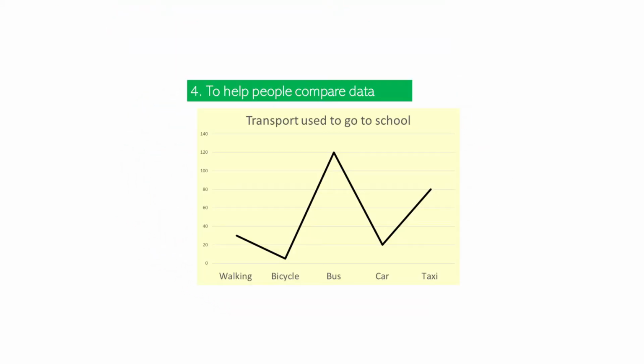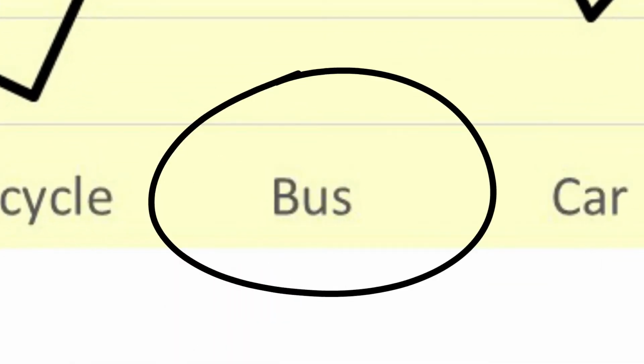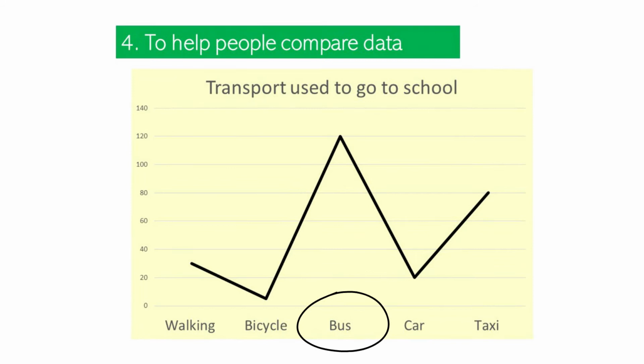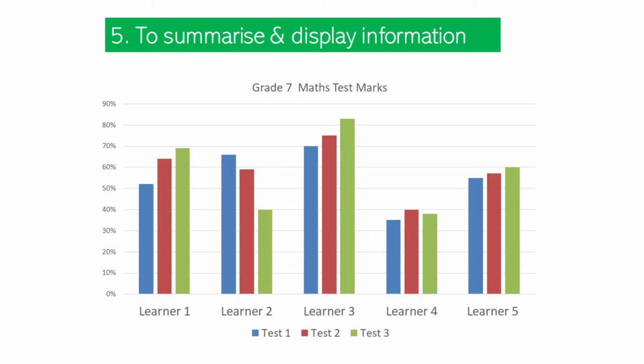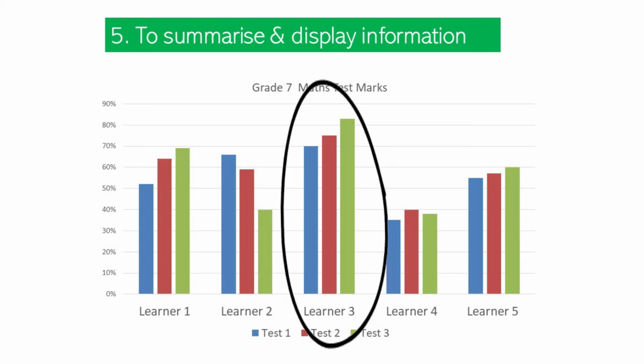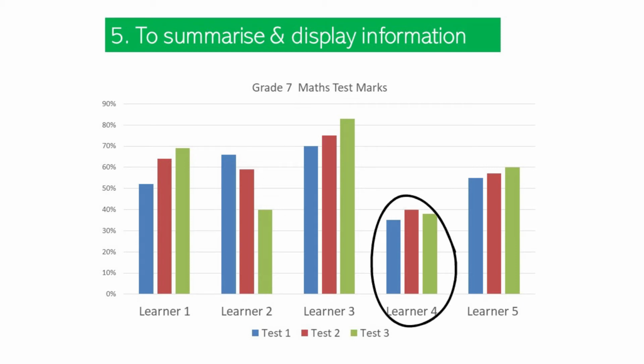A fourth reason why graphs are useful is because they help us to display information so that it is easy for people to compare. Such as this graph, which illustrates that most of the children at this school use the bus for transport and very few use bicycles. Graphs can be used to summarize information, in this case the learner results on their maths tests. This graph illustrates that learner 3 is scoring the highest marks and learner 4 the lowest, while learner 2's marks have been dropping and needs to be followed up.